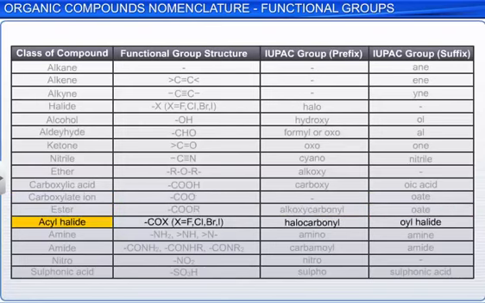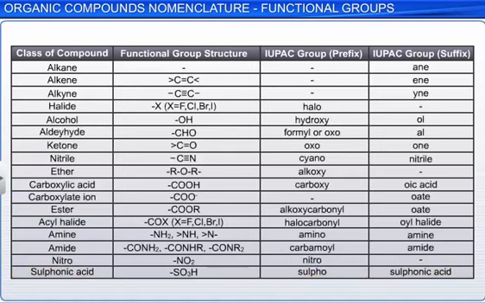The acyl halide group prefix is halocarbonyl and the suffix is oyl halide. The amine group prefix is amino and the suffix is amine. The amide group prefix is carbamoyl and the suffix is amide. And the nitro group prefix is nitro. The sulfonic acid's prefix is sulfo and the group suffix is sulfonic acid.